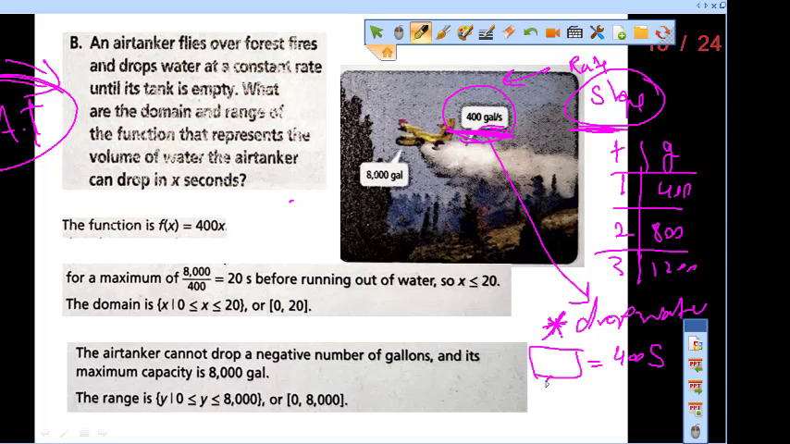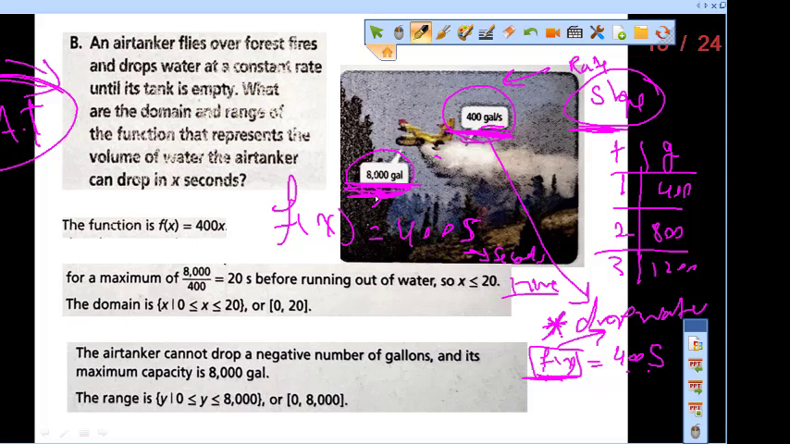But what should I write here? This is the dropped water. It means this one is f of x. My f of x here is what? Dropped water, 400 per second. Okay, my tank is 8,000. Here, guys, if I write f of x equals 400 x, what is the domain? What is meant by domain? Domain here is x. What is x here? Seconds. It means the domain here is what, guys? Time. What is the maximum time this aeroplane drops water until it empties the tank? Look, my full tank is 8,000.